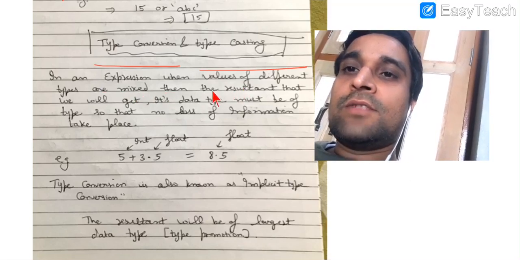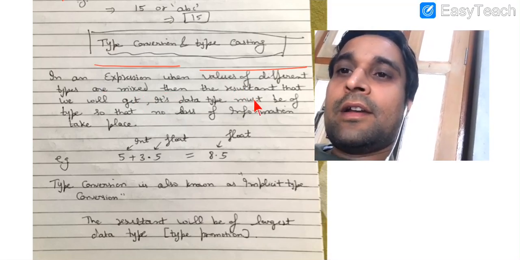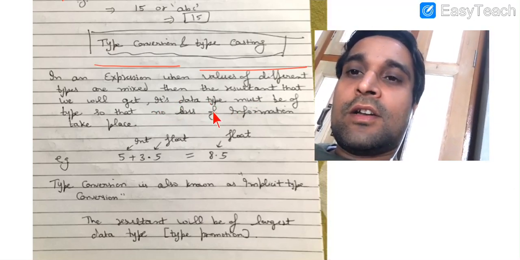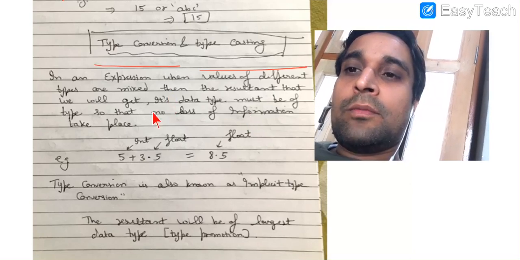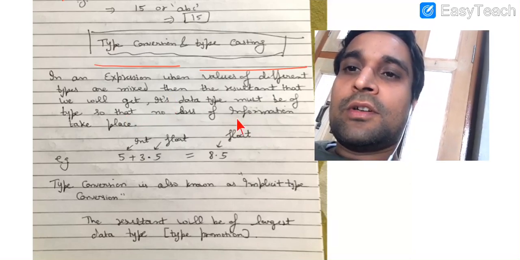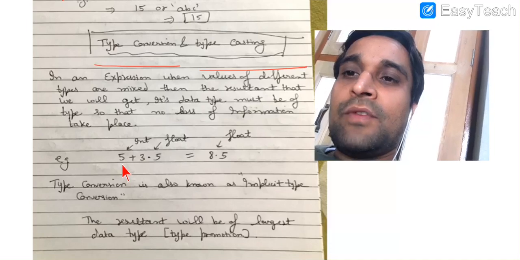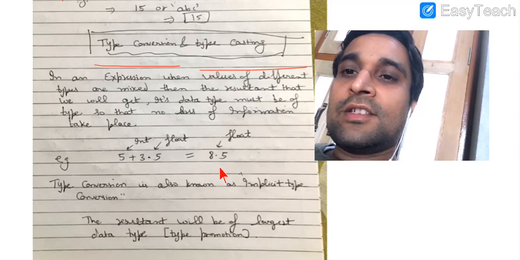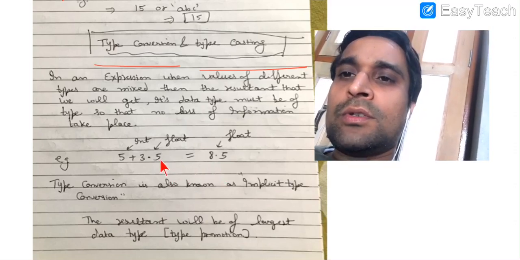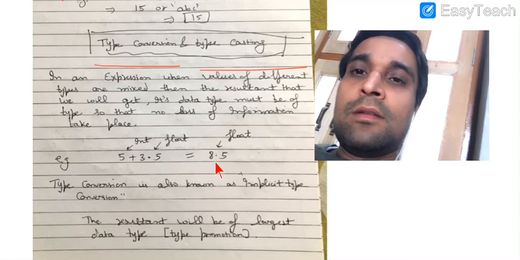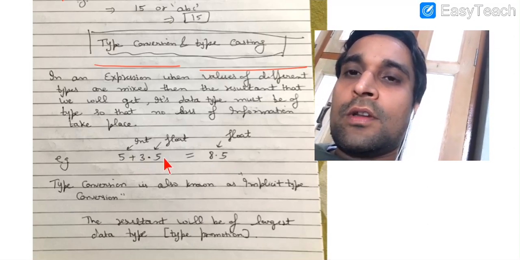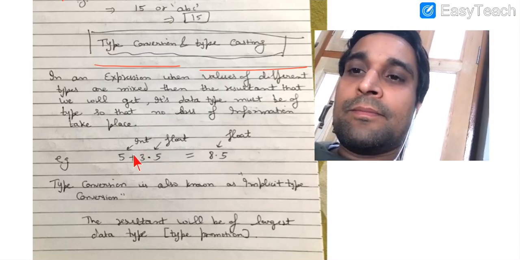Suppose we have an expression in which values of different types are mixed, and the resultant will be of a single data type only, and the resultant should be of the type so that no loss of information takes place. So in our example we have written 5 plus 3.5, where 5 is an integer and 3.5 is a float. We get the result 8.5, because in float we can represent values with more precision, and float is a larger data type than int.